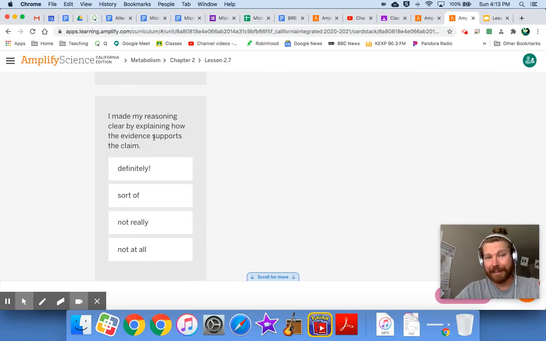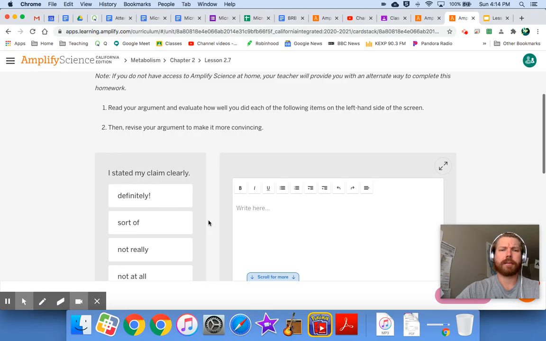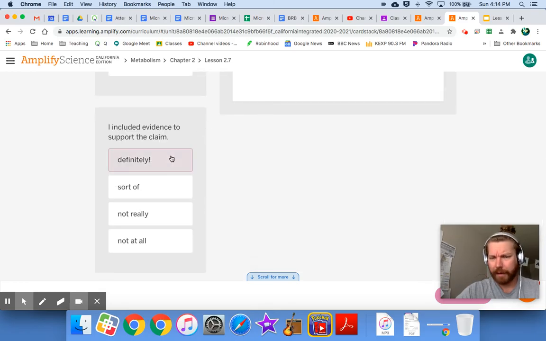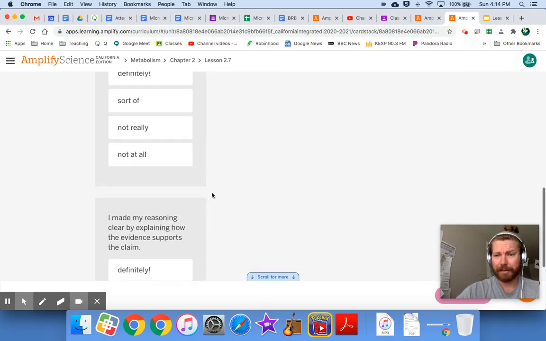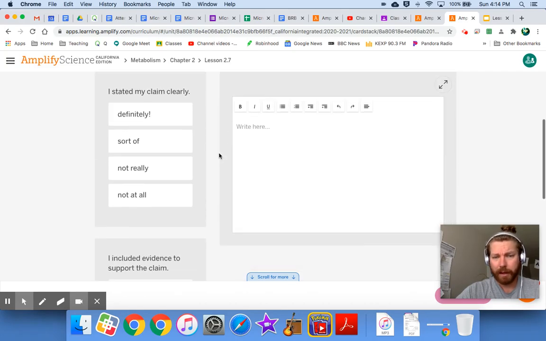I made my reasoning clear by explaining how the evidence supports the claim. A person with this condition, you would see numbers that look like this. Elisa's numbers look like this. Therefore, it appears that Elisa might have this condition. Something along those lines. So please look at your argument with all of these statements in mind and be honest with yourself and say, do I really do this?